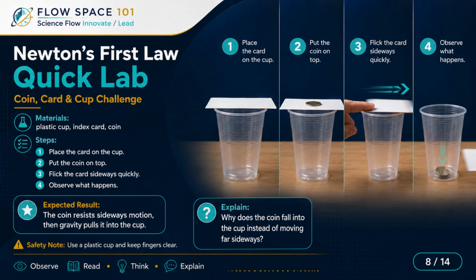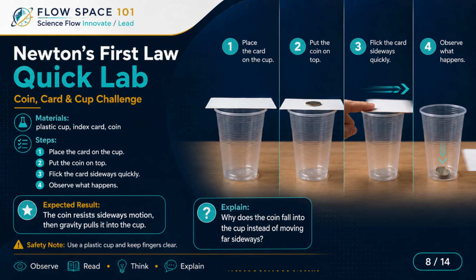Now predict what will happen when you flick the card sideways quickly. Keep your fingers clear, and quickly flick the card away. The card moves sideways, but the coin tends to remain in its original position because of inertia. When the card is no longer underneath it, gravity pulls the coin straight down into the cup.